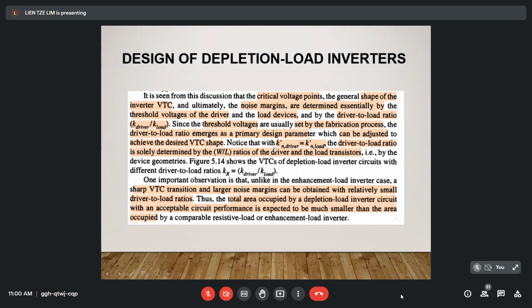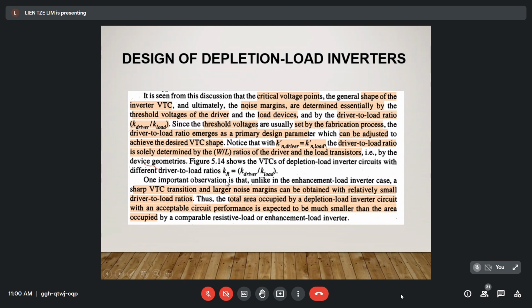Notice that with K prime driver equal to K prime load, the driver to load ratio is solely determined by the width over length ratio of the driver and the load transistor, by the device geometry. When we consider the width over length ratio, it is meant by the device geometry. Figure 5.14 shows the VTC of the depletion load inverter circuit with different driver to load ratios. KR equals K driver divided by K load.